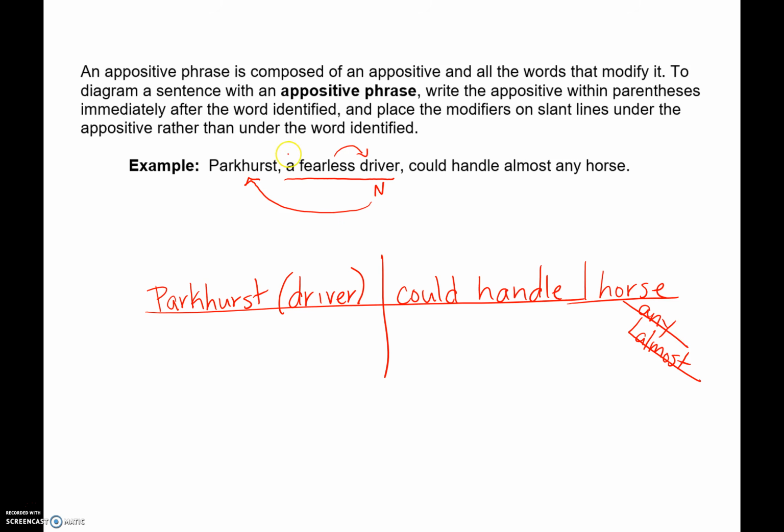And when we go back to the other pieces of our appositive, a and fearless, because they are part of the appositive phrase, we're going to diagram them underneath the appositive noun. Do not put them under the original noun. That's a no-no. They need to go under the appositive noun because that's the part that they are describing.